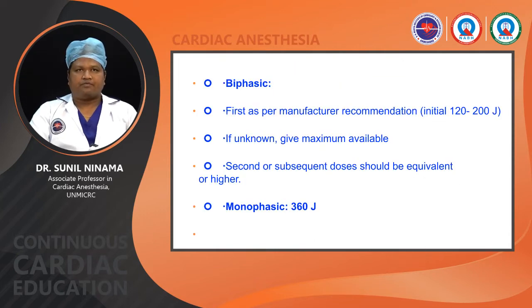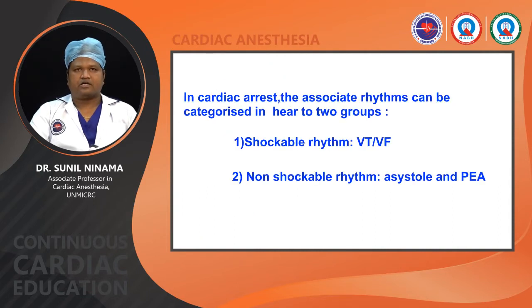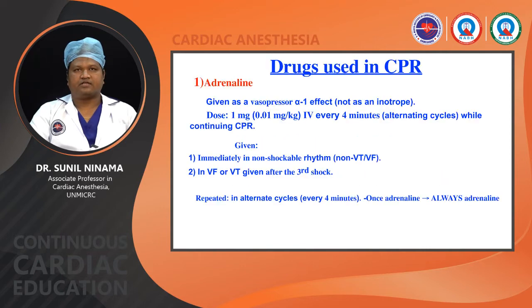You can give the shock as biphasic or monophasic, whatever the manufacturer recommends. Initially you start with 120 to 200 joules and then gradually increase, and on monophasic you give a 360 joule shock. In cardiac arrest, the associated rhythms can be categorized into two groups: shockable rhythms and non-shockable rhythms. The shockable rhythms are VT, or ventricular tachycardia, and ventricular fibrillation, while the non-shockable rhythms are asystole and pulseless electrical activity.